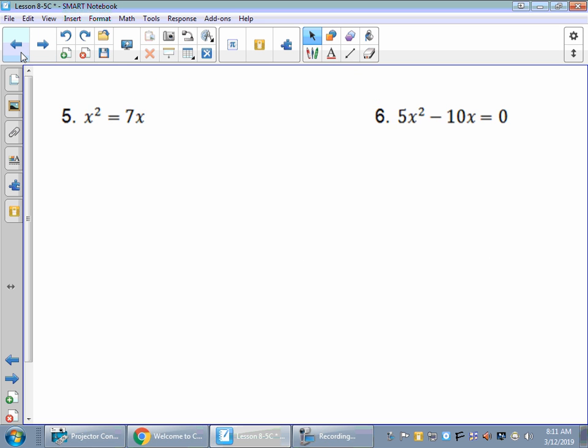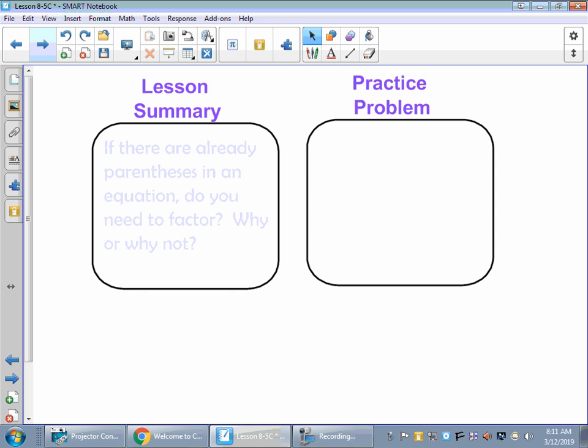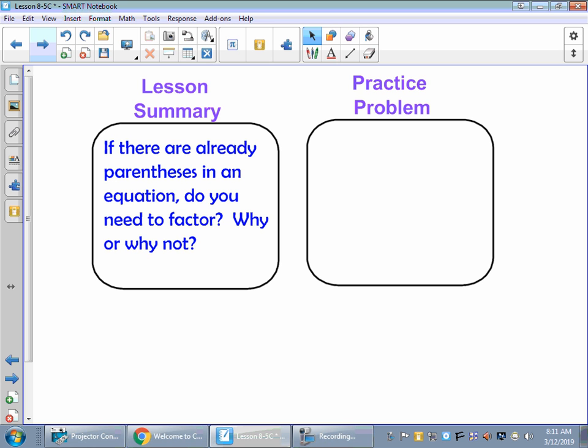All right, we can do some of these in class. You can also do them on your own. And now to the lesson summary. If there are already parentheses in an equation, do you need to factor? And why or why not? Don't just give me a yes or no answer. Explain why or why not.